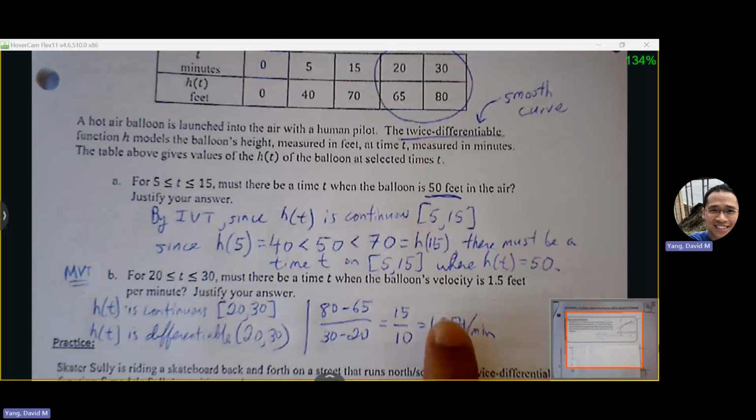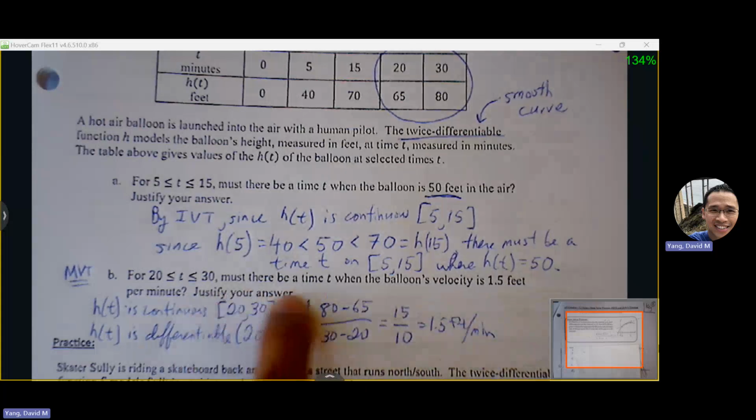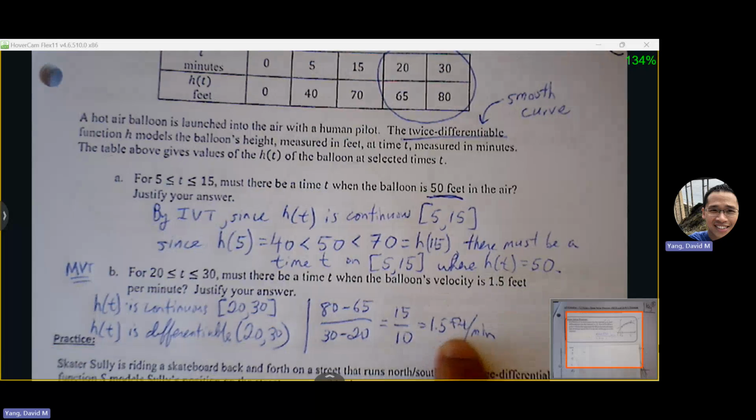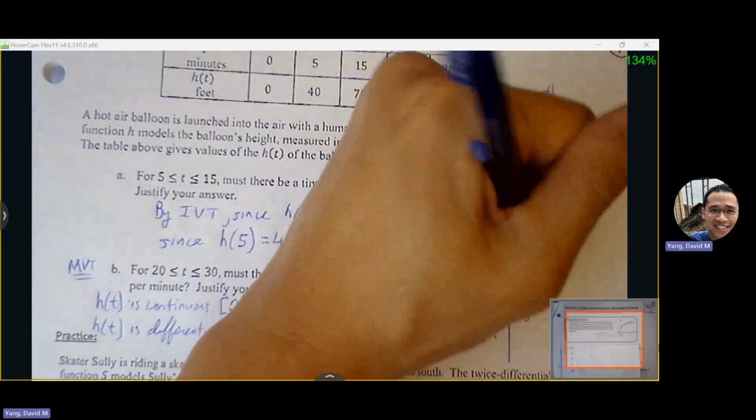And if his average velocity is 1.5 feet per minute, there must be a time t when the balloon is going to reach exactly 1.5 feet per minute, right? It can't have an average velocity of 1.5 feet per minute without actually hitting that velocity at some moment in time. So we can say this by MVT.